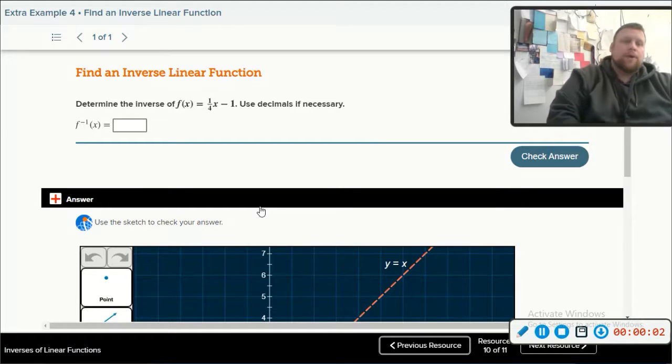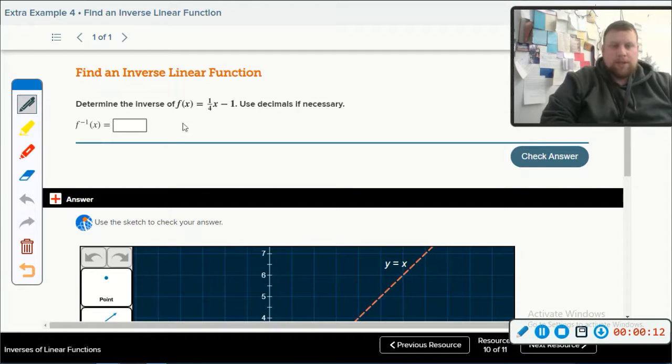All right, so we are going to solve for the inverse of f of x equals 1/4 x minus 1. Use decimals if necessary. We will if we need to, but we're not going to start off with that now. Okay, so what does step 1 tell us? It says to replace f of x with y. So we write down y equals 1/4 x minus 1. Step 2 says, hey, let's replace the x and the y. So I'm going to get x equals 1/4 y minus 1. And then step 3 says solve for y.